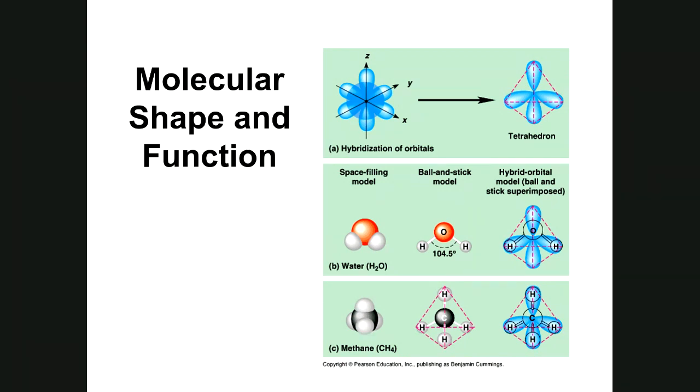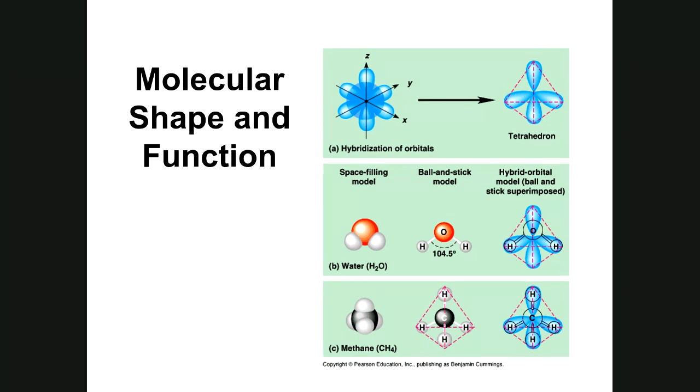Now you look at the middle picture here and you see water, H2O. Now the hydrogens are not exactly on opposite sides because of the polarity thing going on here, and there's a 104.5 degree angle between the hydrogens in that molecule. That gives it a specific shape in space. That also affects its chemical and physical properties.